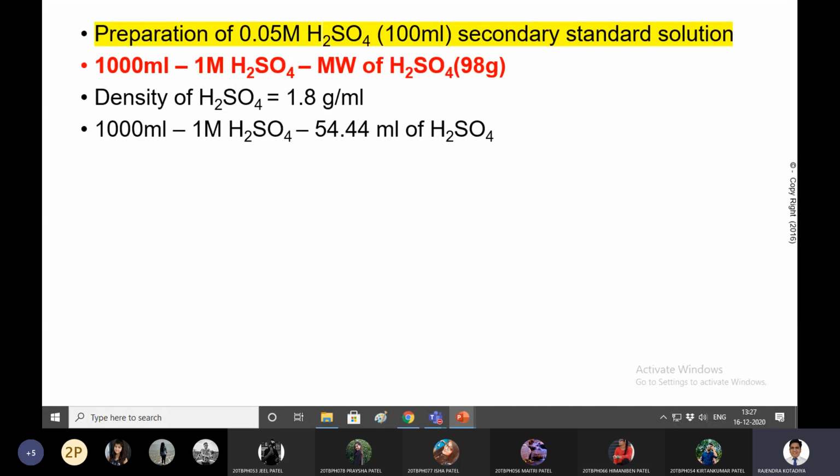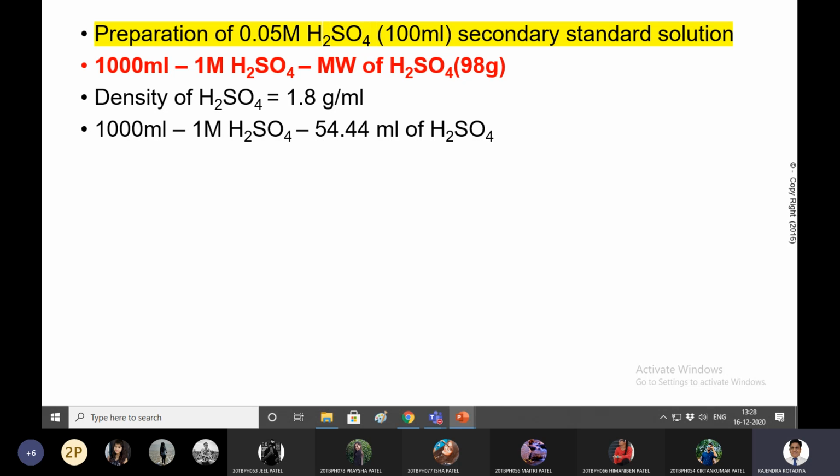When you convert by this formula, you will get 54.44 ml of H2SO4. You can double check it. Whatever mass you have, you divide it by its density, so you'll get the volume, which is 54.44 ml. So when you measure this much ml of H2SO4 and dissolve it in 100 ml total volume, you will get 1 molar H2SO4.